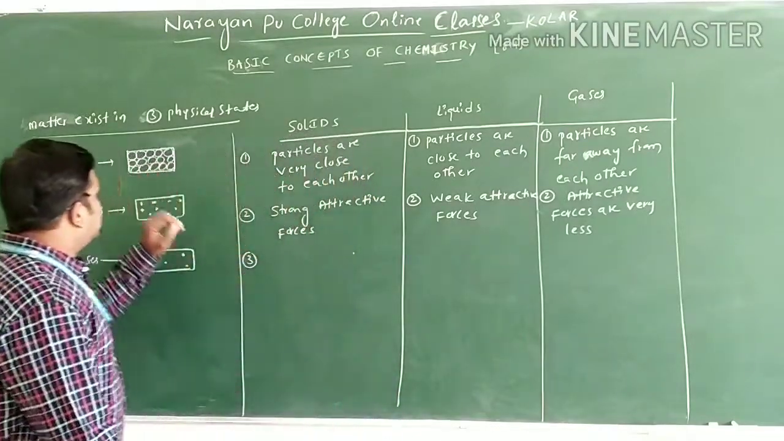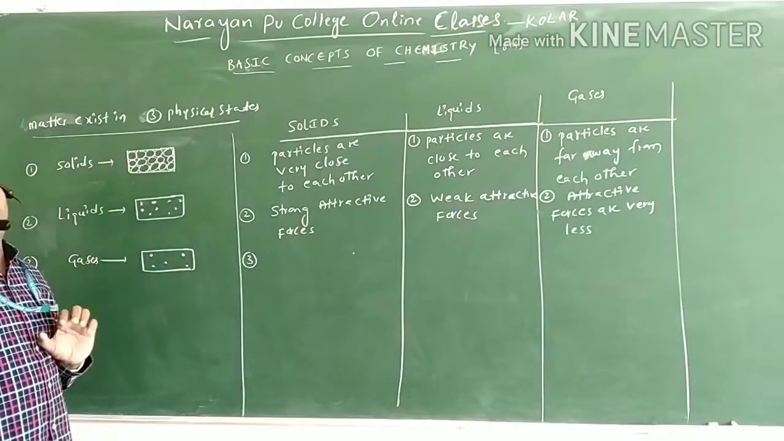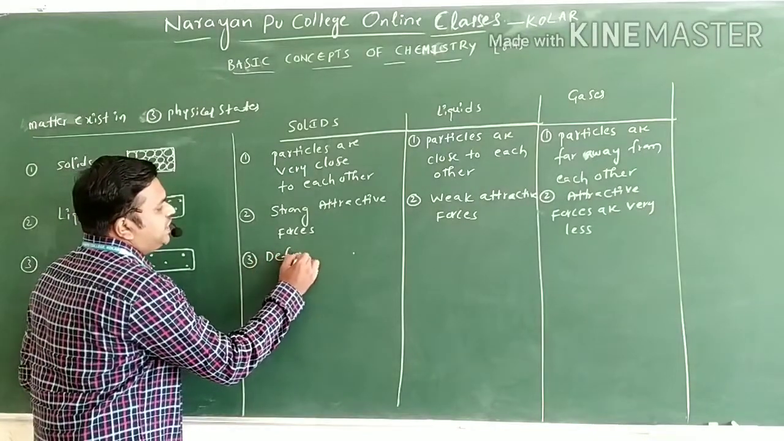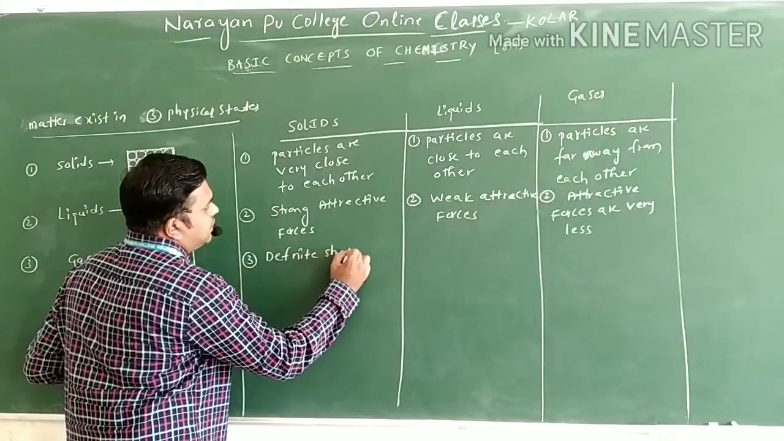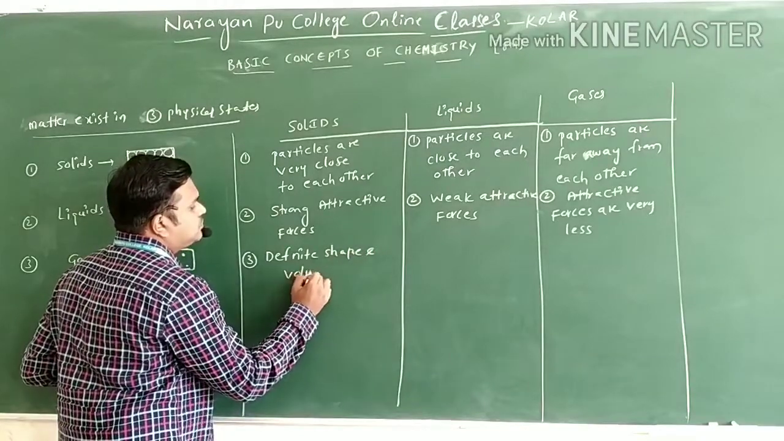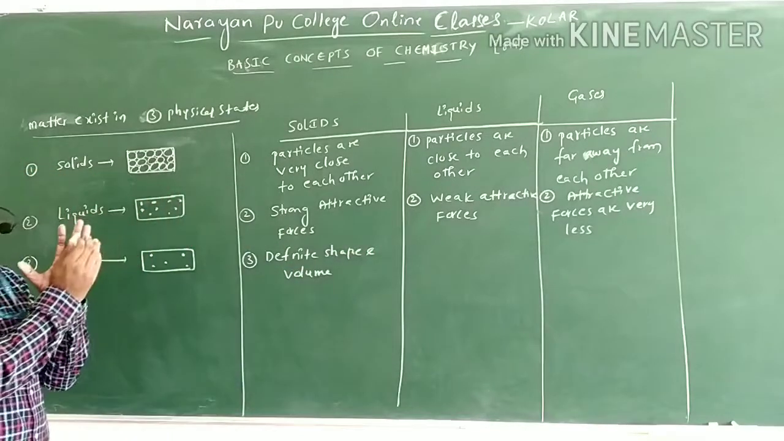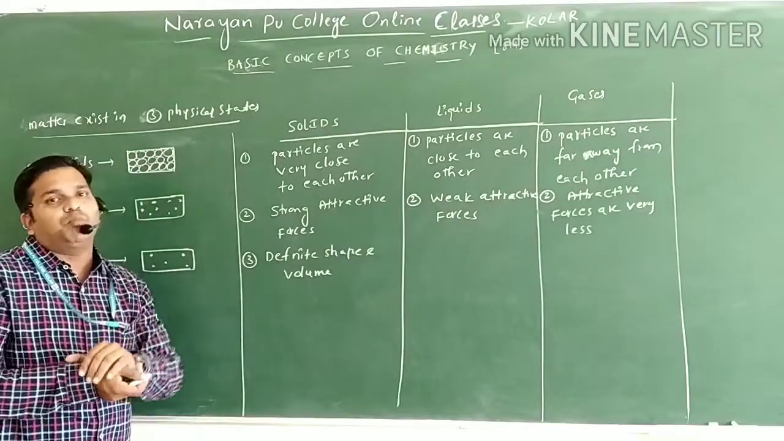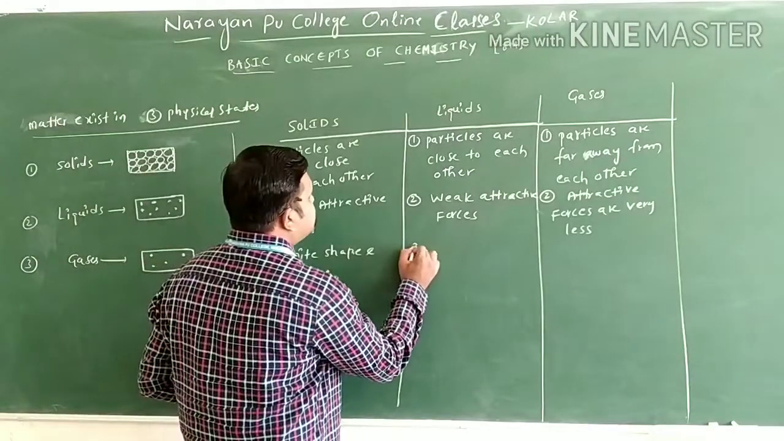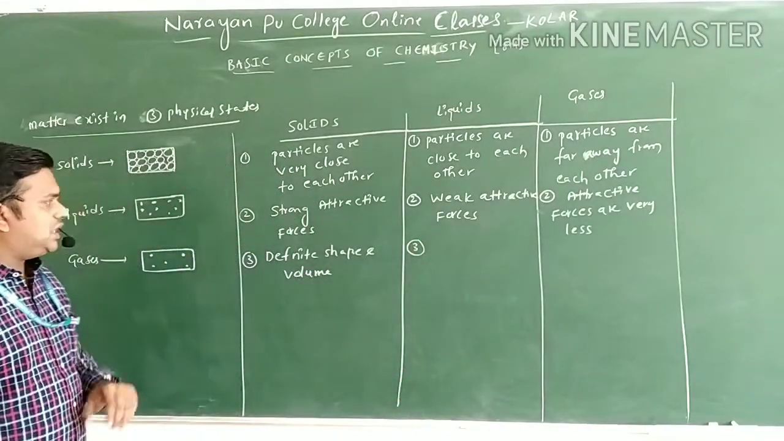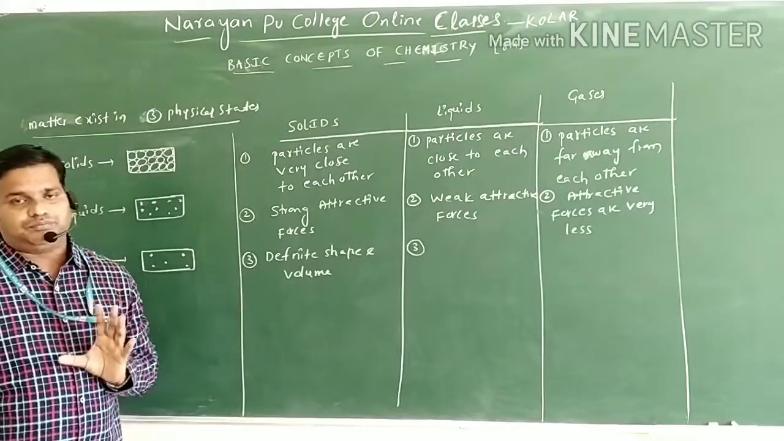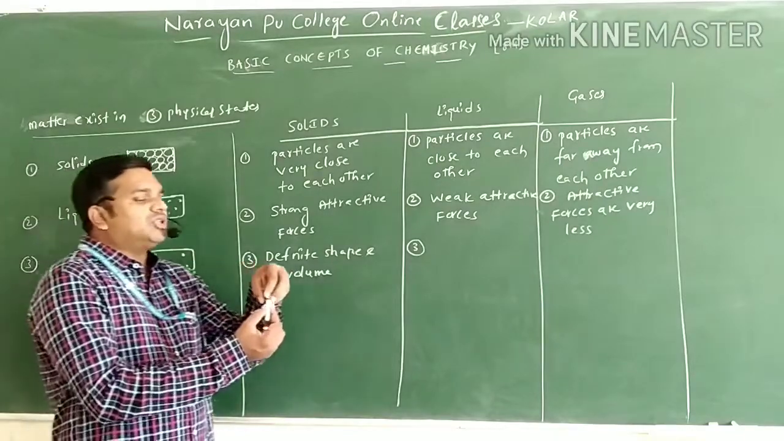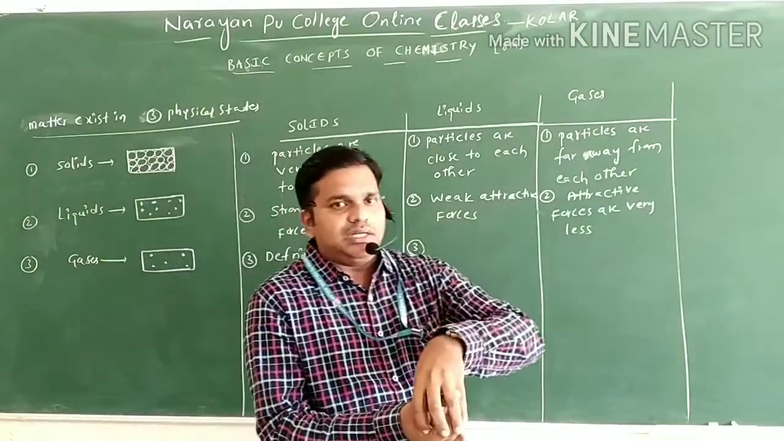Come to the third point, regarding shape and volume. Solids have definite shape and volume. Because the solid particles can be present in a particular volume of the component. Come to liquids. You can observe this one. Liquids have definite volume. They do not have definite shape.